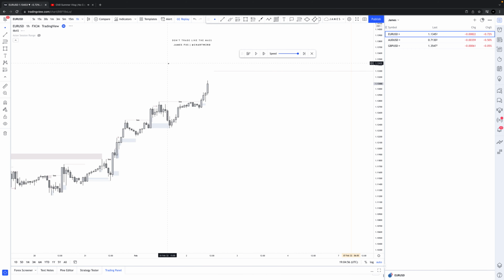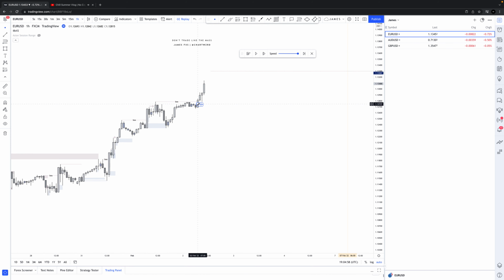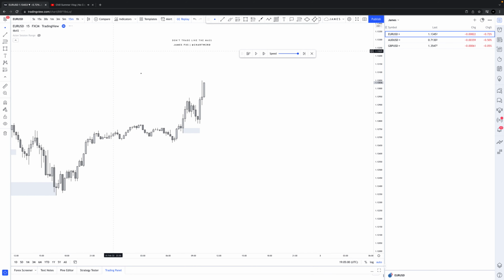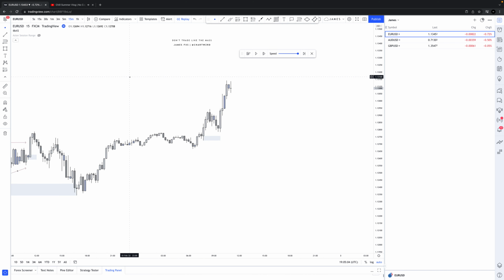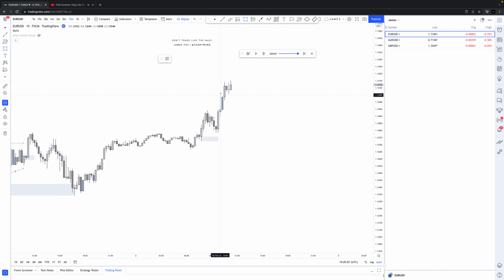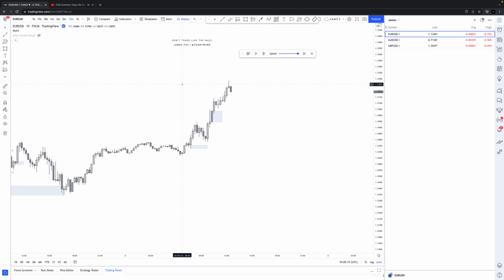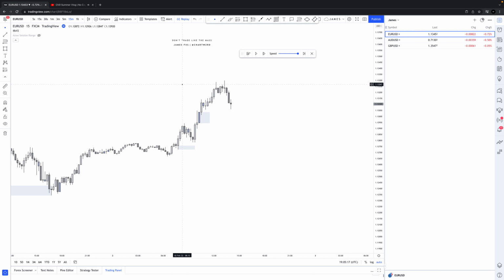What was the hourly looking like? Yeah, so we wouldn't have been tapped in. Carrying on. Alright, inside bar. Wick that comes back. I'll be looking at that. That's another POI. Obviously we're very bullish now. We're just continuing going up.